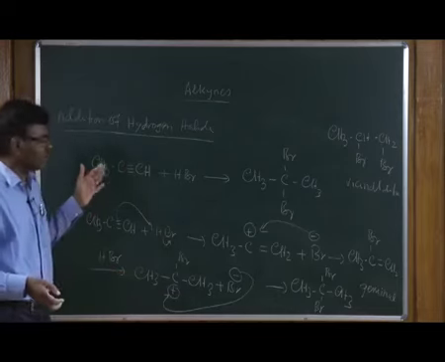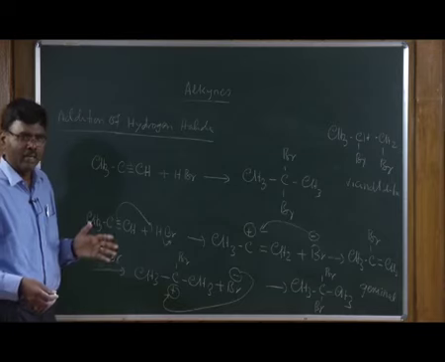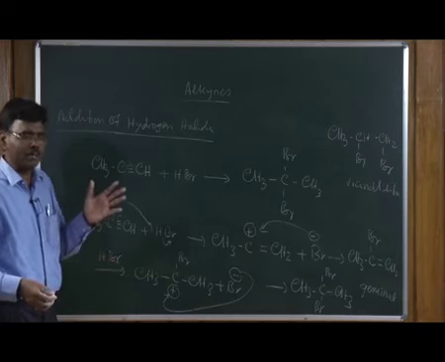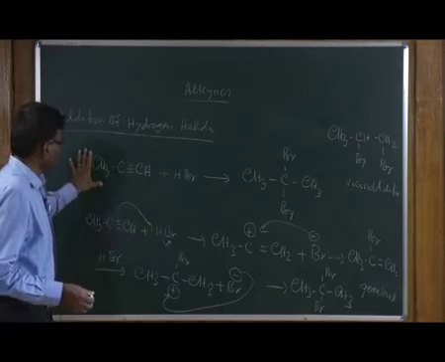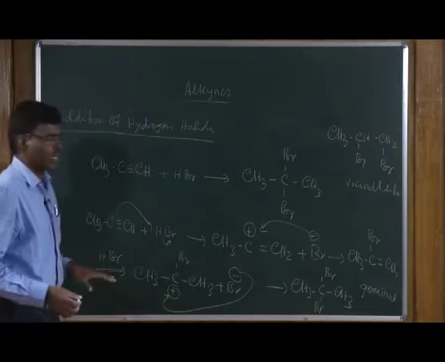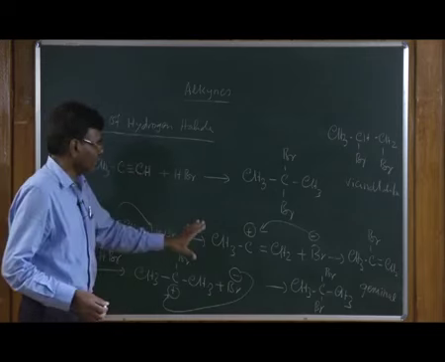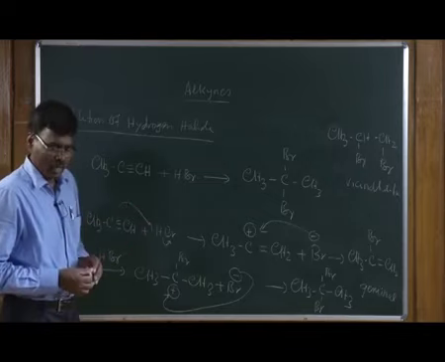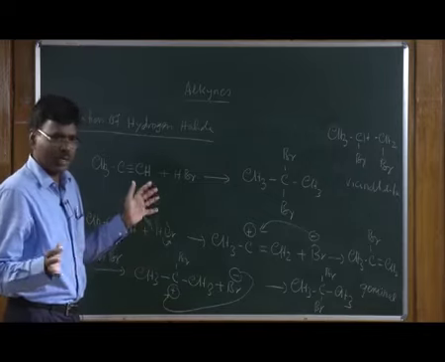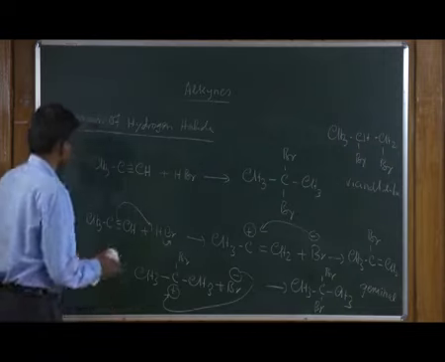So, first we have seen the addition of hydrogen, then the halogen, where you can make a tetrahalo compound, and next the addition of hydrogen halide. Using this method, you can make a geminal dihalo compound, and this reaction takes place via Markovnikov addition for both halogens.